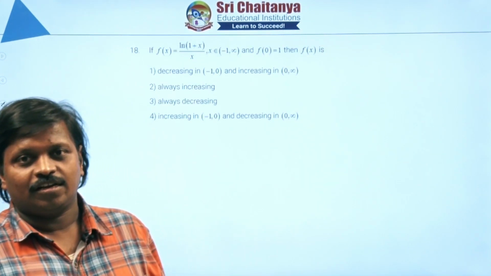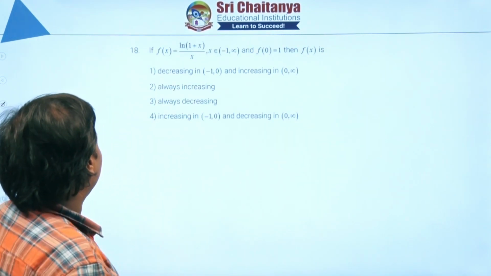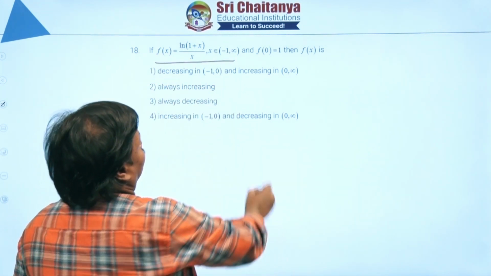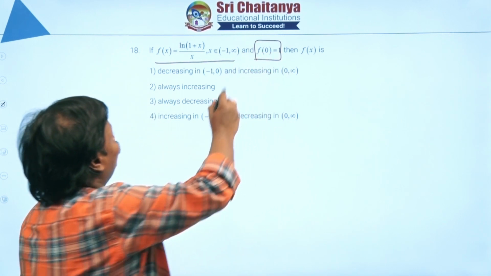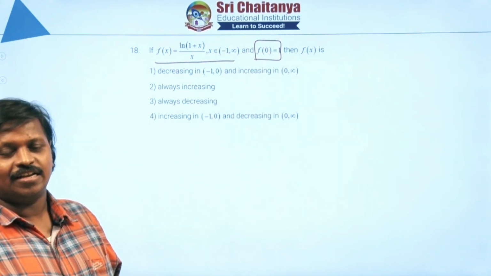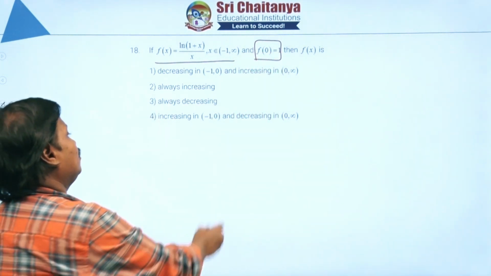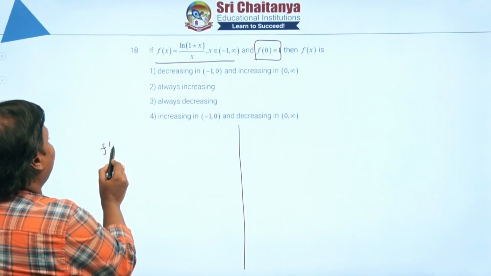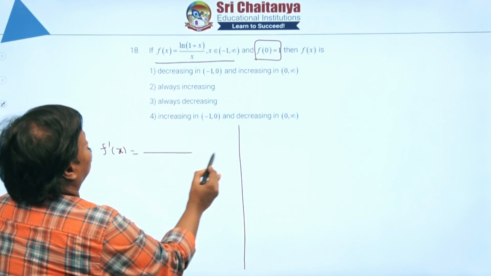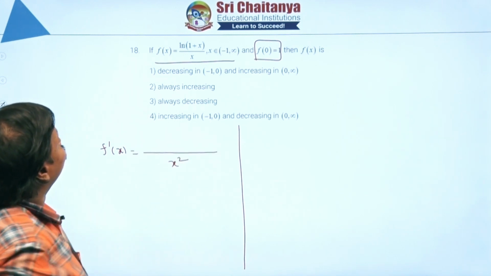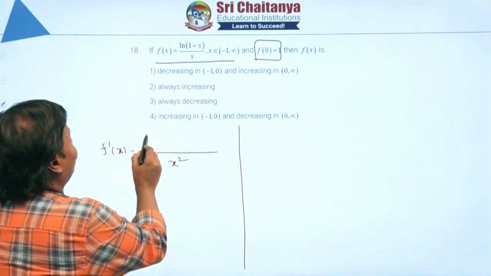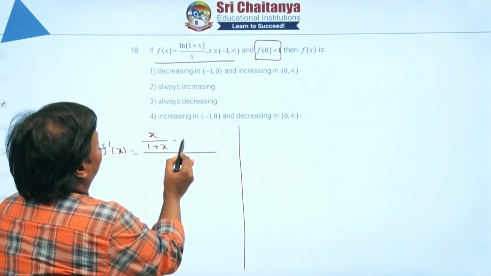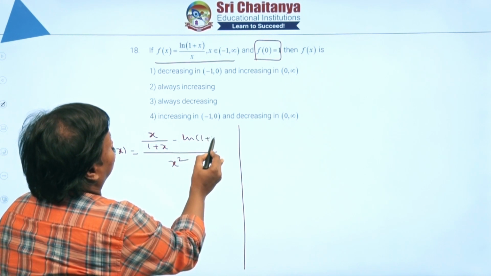Question number 18, it is from increasing and decreasing functions. He gave f of x and he gave f of 0 equals 1. You have to decide where it is increasing and where it is decreasing. So for that I calculate f dash x. So f dash x you will get as x square here, x into the derivative of log 1 plus x is x by 1 plus x minus ln of 1 plus x.